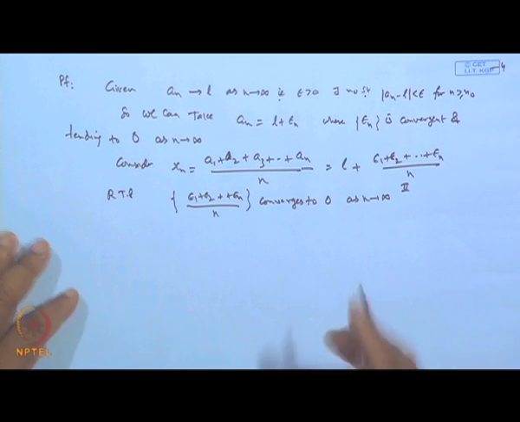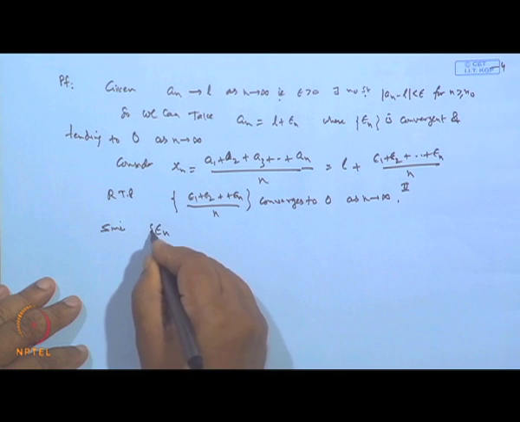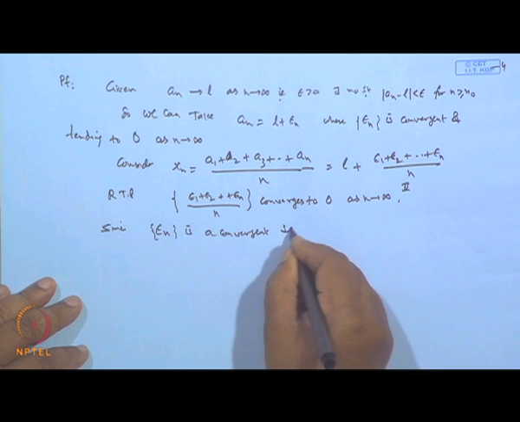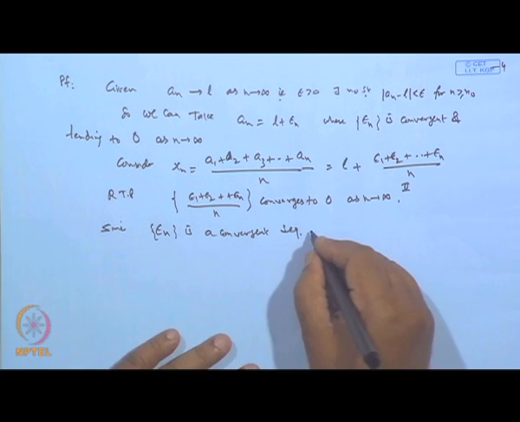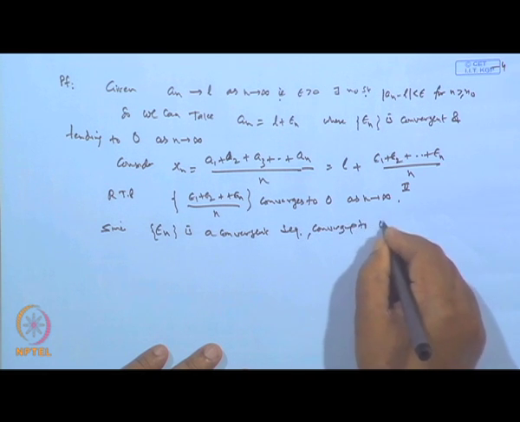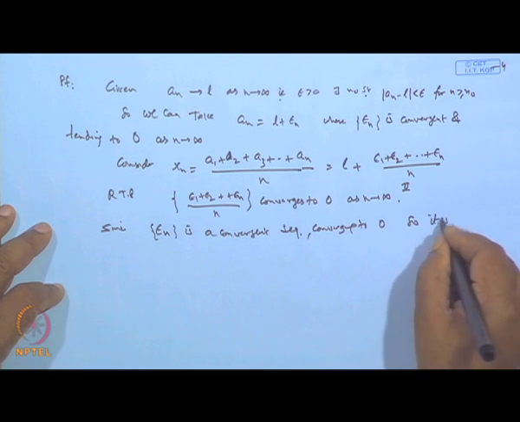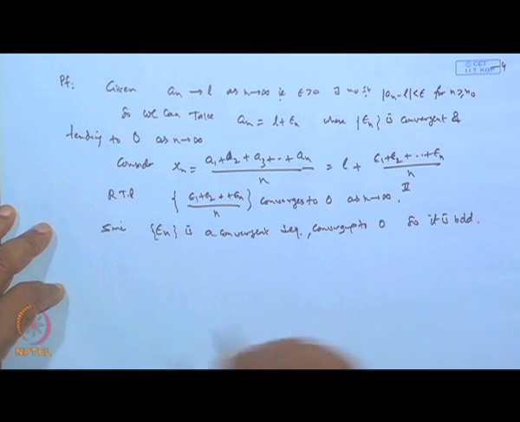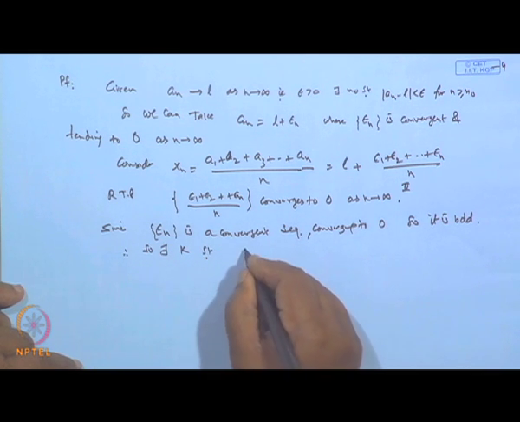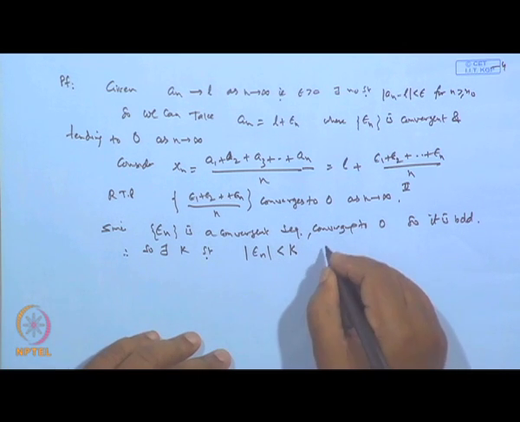Okay. Now, since epsilon n is a convergent sequence, converging to 0, it is a bounded sequence, because every convergent sequence is bounded. So there exists a k such that mod of epsilon n is less than or equal to k for all n.